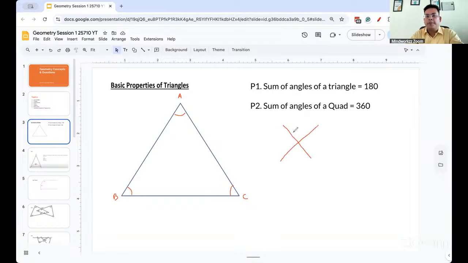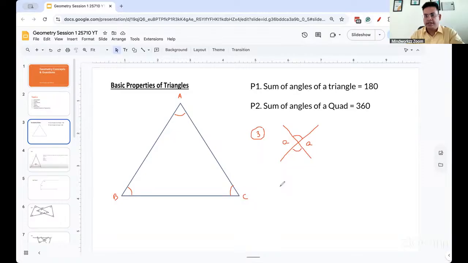The vertically opposite angles are always equal. It can be in a triangle, it can be when two lines are intersecting each other. So this and this will be equal, and let's say this angle is A, this angle will also be A. So vertically opposite angles will always be equal, and so this is the third property. First, second you have already seen above.